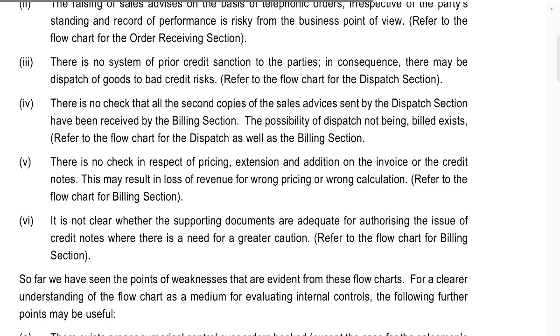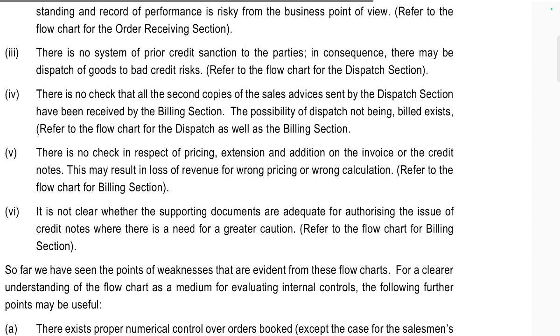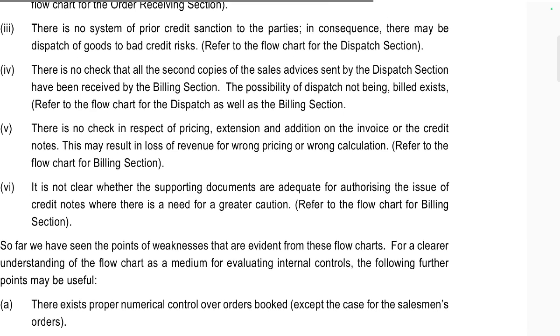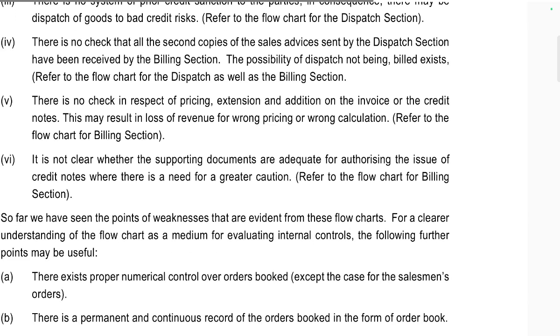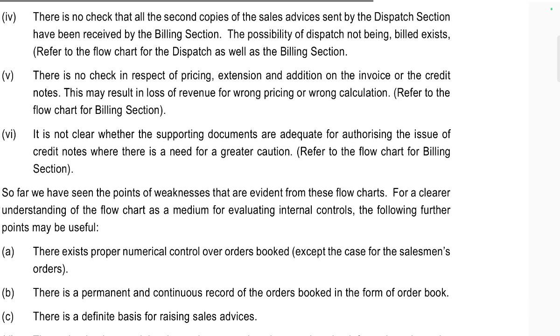Refer to the flowchart on ordering. There is no system of prior credit sanction on the parties. In consequence, they are dispatching goods to bad credits. There is no second copy of the sales advice sent by the dispatch section to the billing section. Possible dispatches may not be successful, as seen by referring to the flowchart for dispatch as well as the billing system.